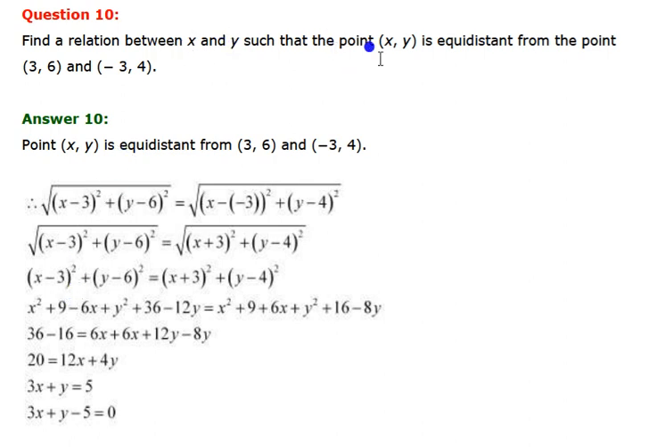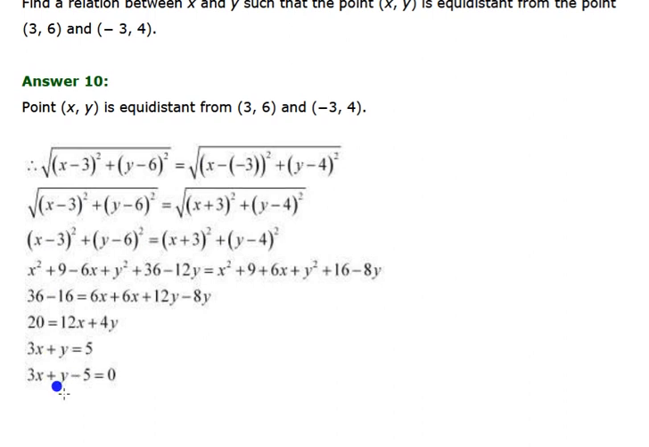So just find the distance. I named (x, y) as A, (3, 6) as B, and (minus 3, 4) as C. So AB is under root (x minus 3) whole square plus (y minus 6) whole square, and AC is under root (x plus 3) whole square plus (y minus 4) whole square. So first just cancel this root. After solving the complete equation, x square and x square will cancel here. So the final equation is 3x plus y minus 5 equals 0. This is the equation with respect to x and y.